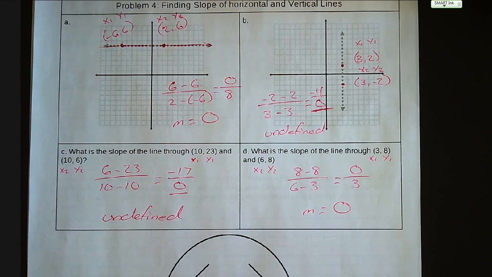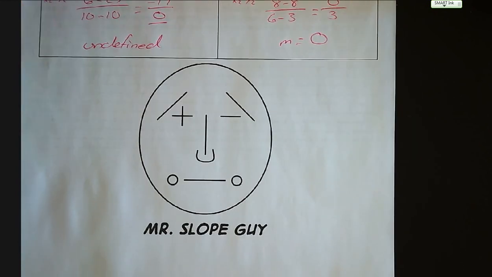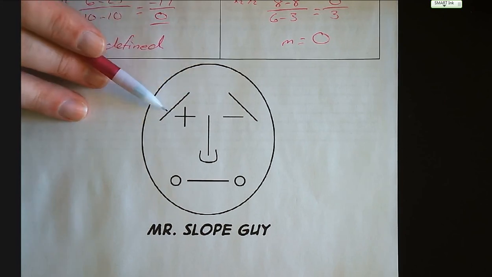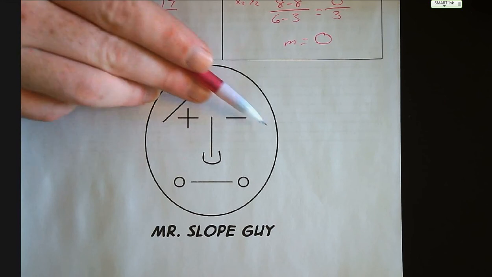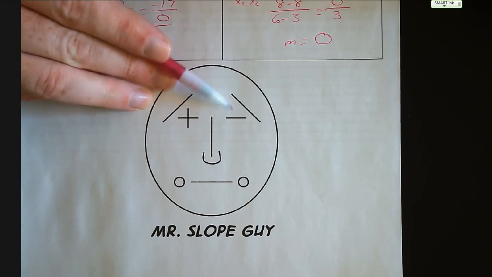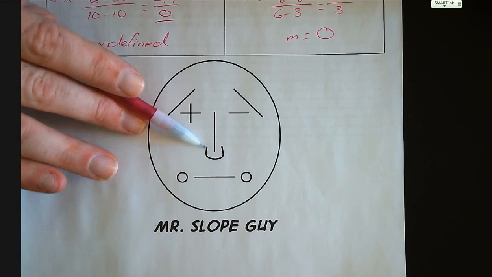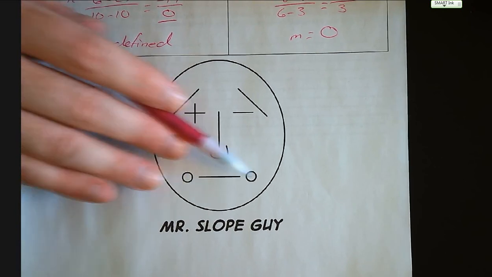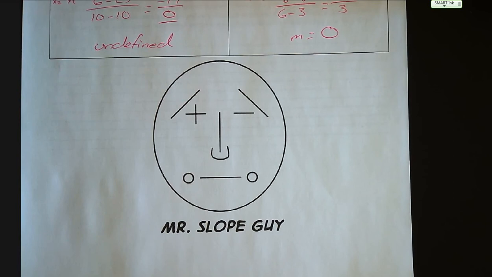All right, if you look at our little Mr. Slope guy here, we can see a reference of how to look at these lines. If the line is going up from left to right, it's a positive slope. If it's going down from left to right, it's a negative slope. If it's vertical, it's undefined, which makes a nose. And if it's a horizontal line, it's 0, his dimples. So that might be something to help you remember slope.